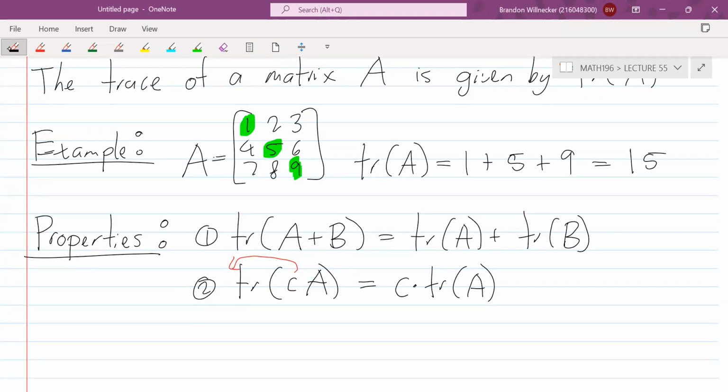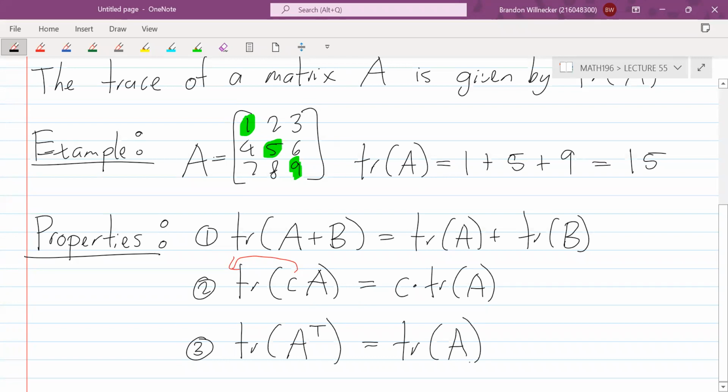Number 3. This property relates the trace to the transposition. So the trace of A transpose is equal to the trace of A. So it doesn't matter if you take the transpose or not, the trace remains the same. Before and after transpose, it remains the same.